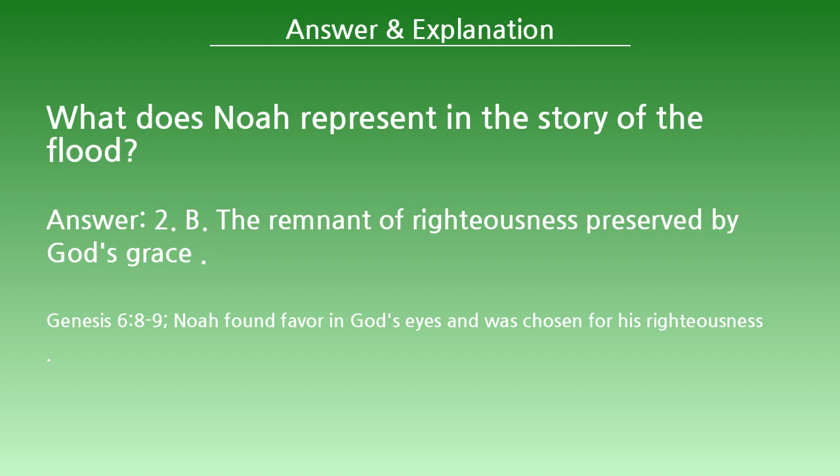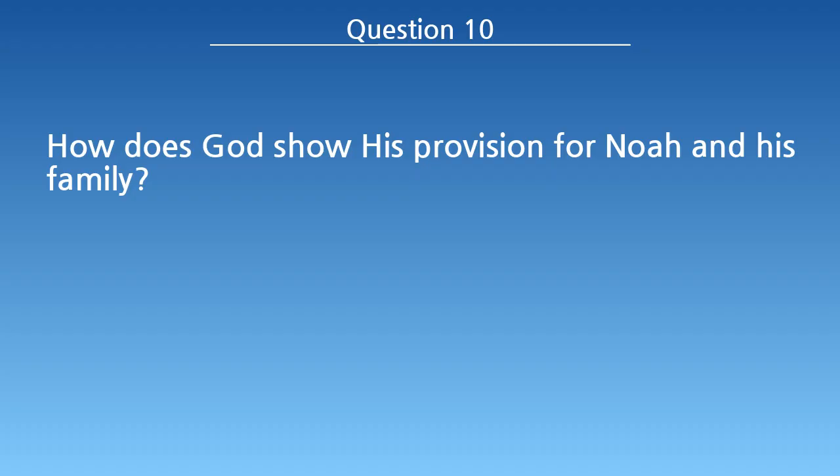Genesis chapter 6 verses 8 to 9. Noah found favor in God's eyes and was chosen for his righteousness. Question 10. How does God show his provision for Noah and his family?